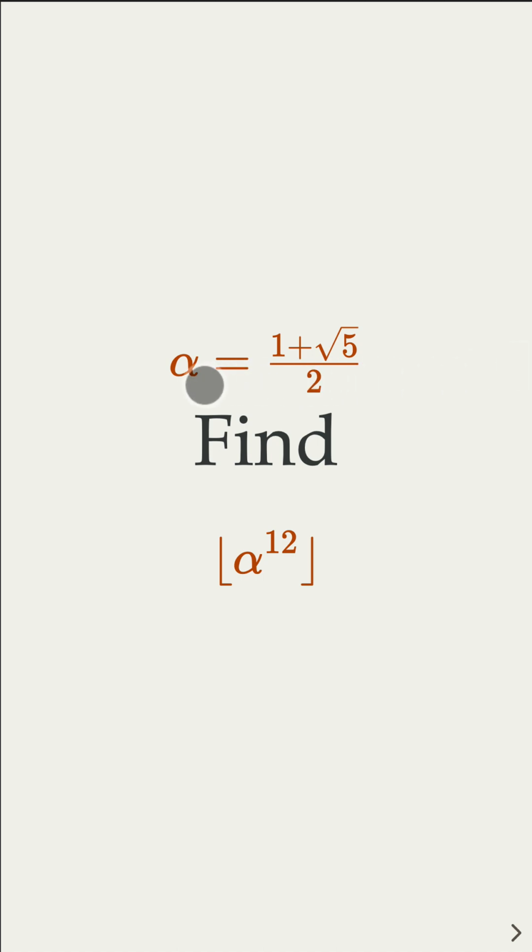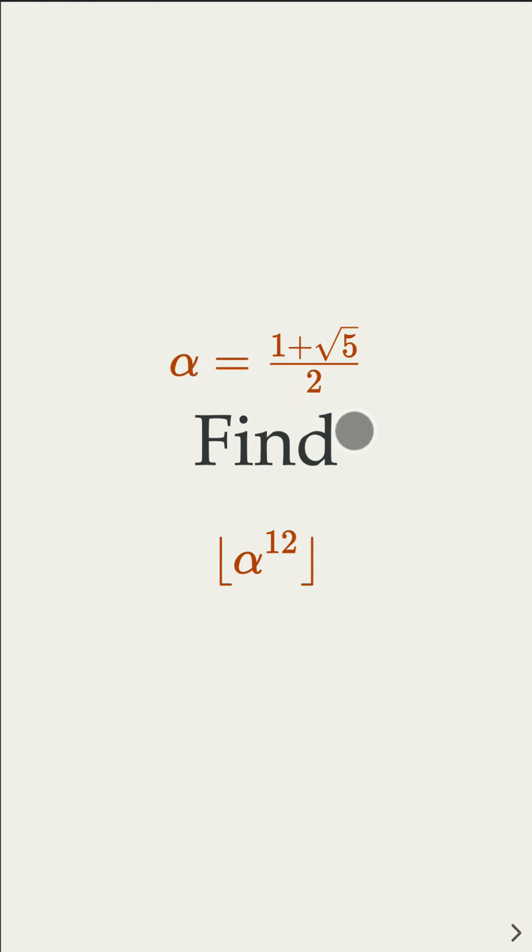We have alpha equal to (1 plus square root of 5) over 2, and we try to find the floor function of alpha raised to the 12th power. Of course, floor takes the integer part of a real number. Okay, so here alpha, if you noticed, is related to the golden ratio.